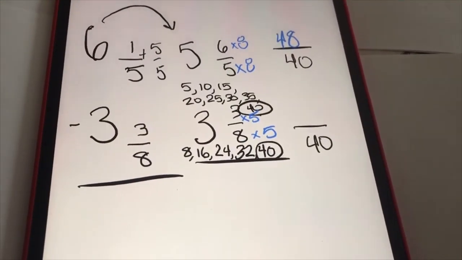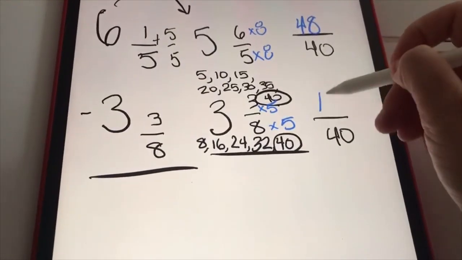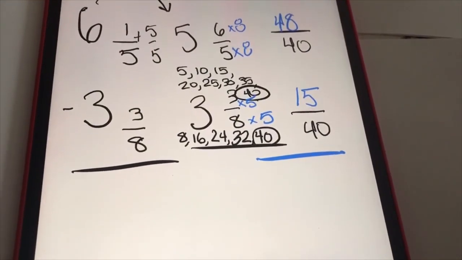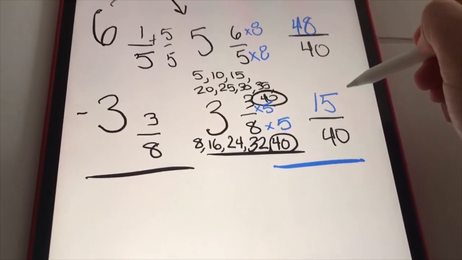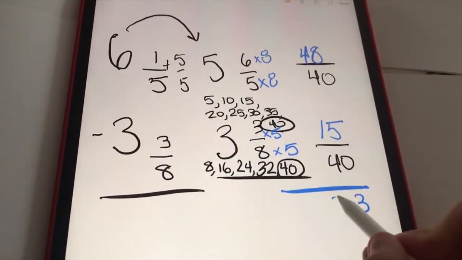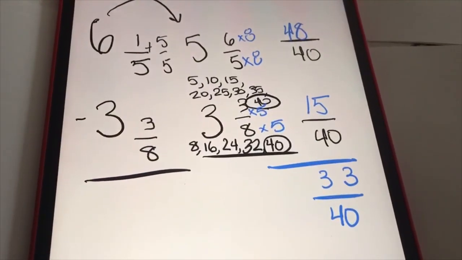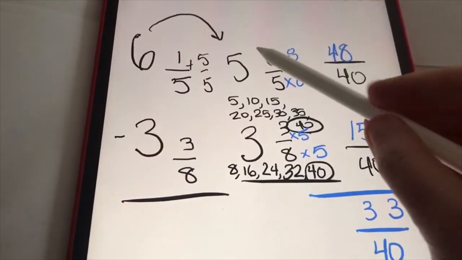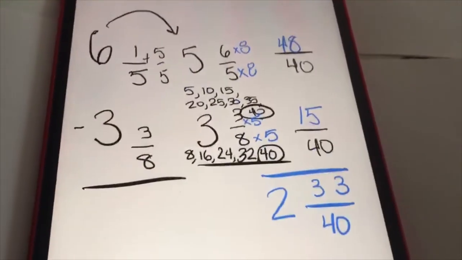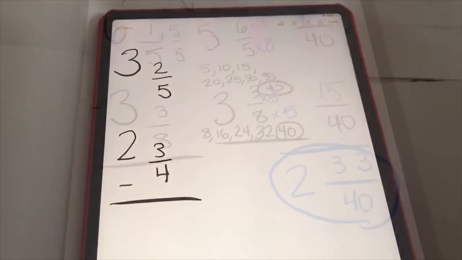So 3 times 5 is 15. Okay, so a little subtraction here. 8 minus 5 is 3, and 4 minus 1 is 3, and I get 33/40. Now, don't forget about those whole numbers over there. 5 minus 3 is 2. So I get kind of a wonky number, which is 2 and 33/40.